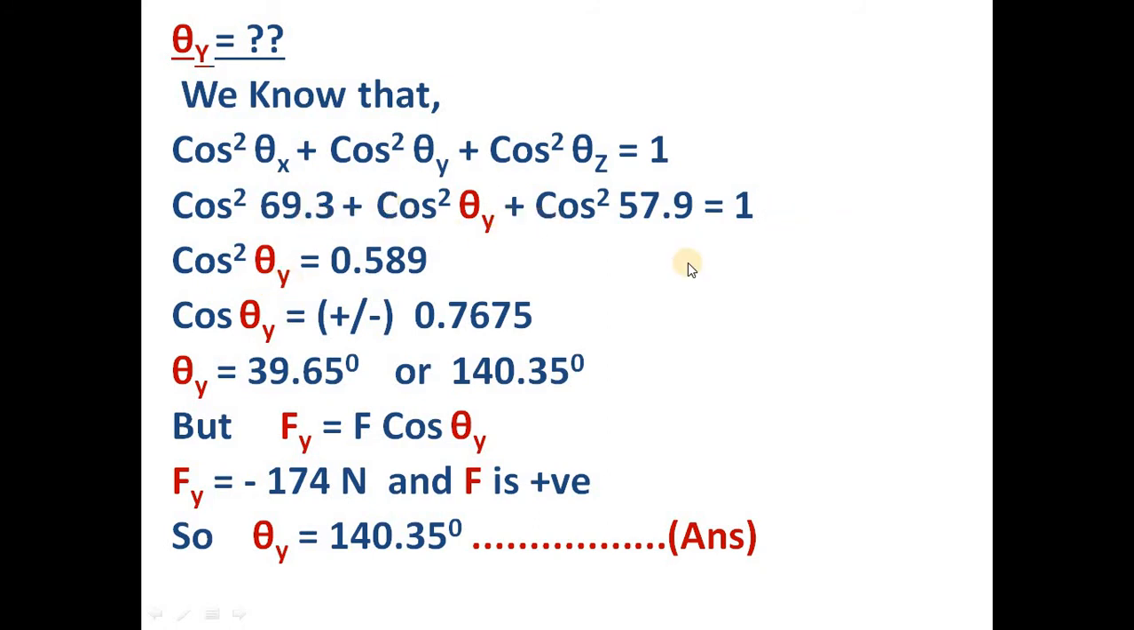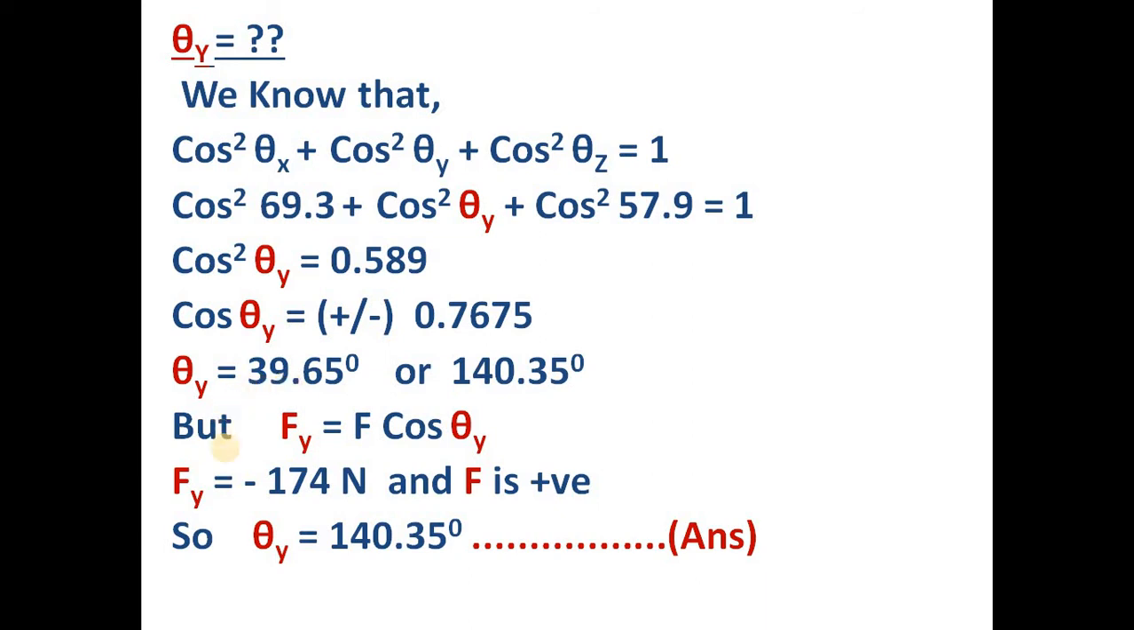Move these two into the right side. Then cos squared theta y equals 0.589. From which we can find out cos theta y, the root of this one, that may be plus or minus. Both are true. Plus 0.7675 or minus 0.7675. If it is plus, theta y will be 39.65. If it is negative, theta y will be 140.35 degrees. A cos inverse of this value. If it is minus, you will get this one. If it is plus, you will get 39.65.